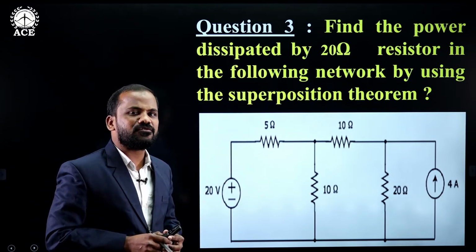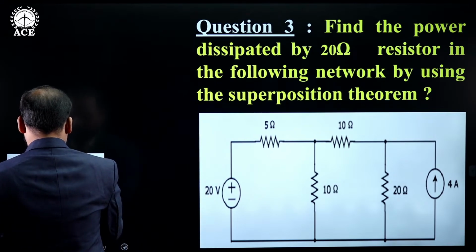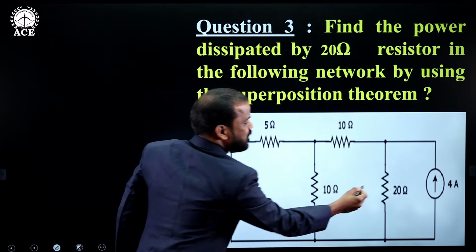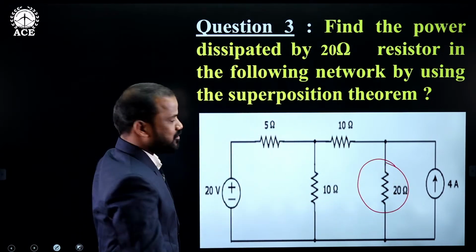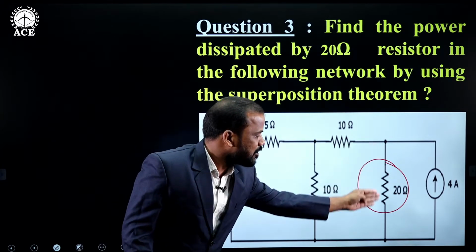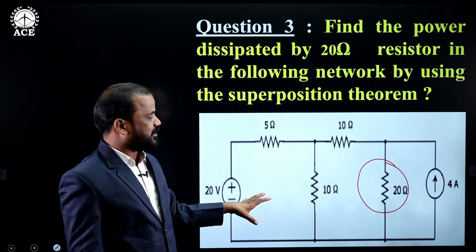Okay, now the question is, what now? I need to find the power dissipated by the 20 ohm resistance. How much power is dissipated by the 20 ohm resistance in the following network?